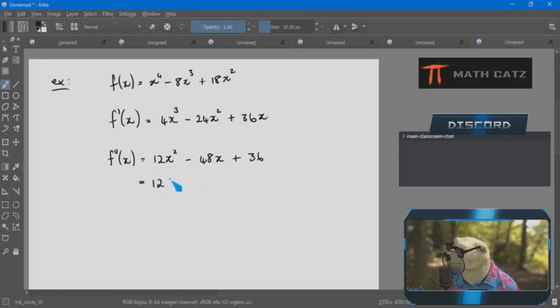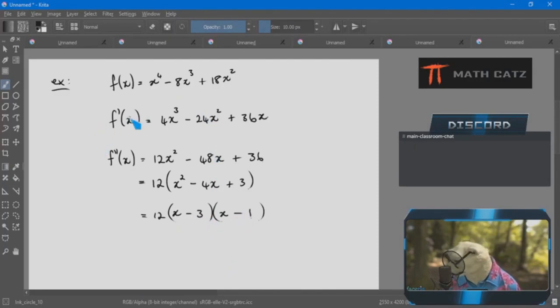Well, at the very least, let's take out a 12 and give myself a fighting chance for this factoring. That means I have x squared left, and I have a minus 4x and a plus 3. Okay, that looks way better. So hopefully we can factor that. I'll have an x and an x. I'll have a minus 3 and a minus 1. Whew, that wasn't so bad.